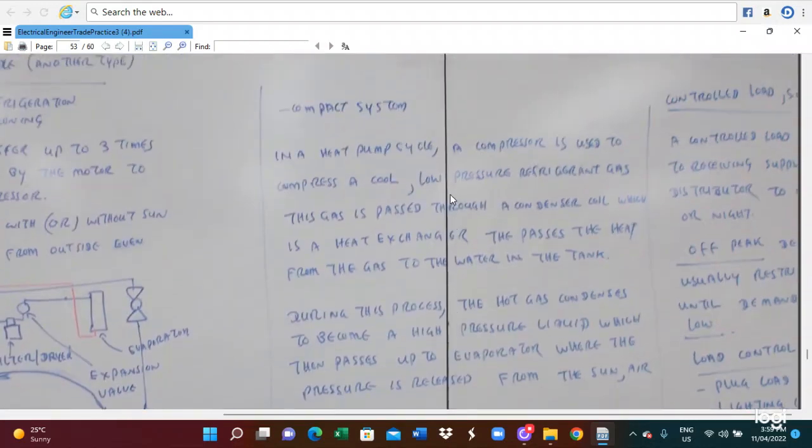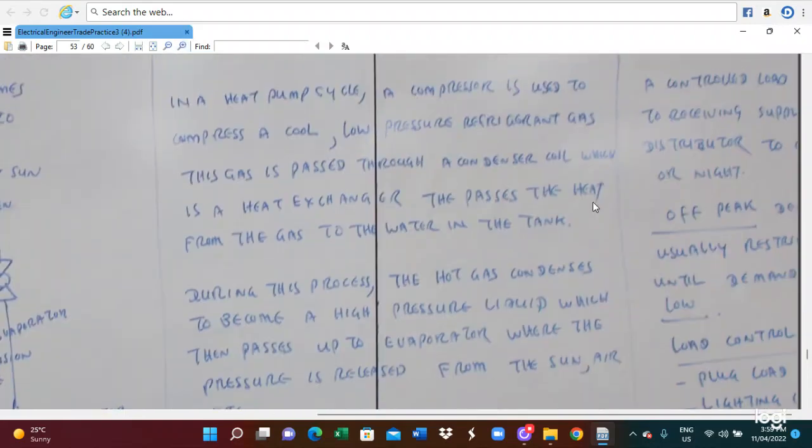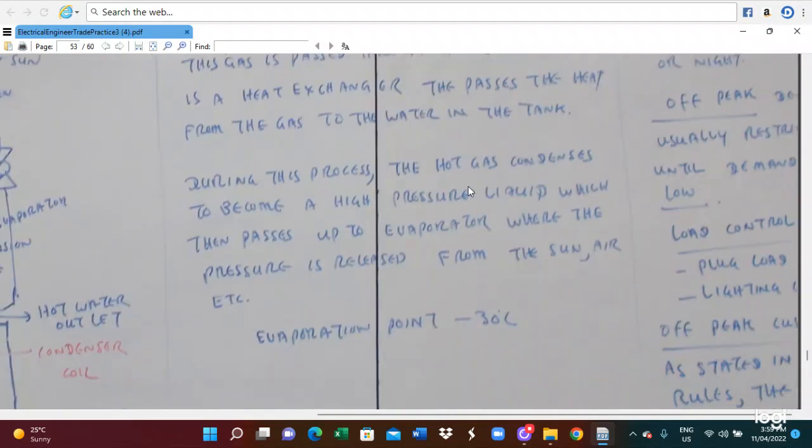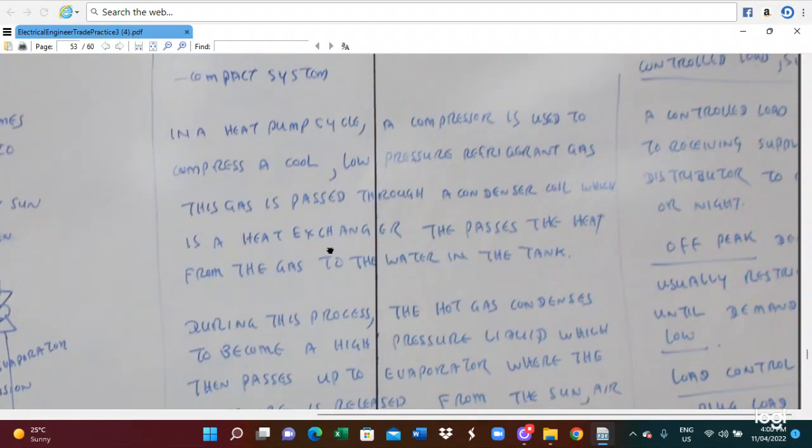So in this case, this is the compressor system. It is a heat pump circuit. A compressor is used to compress a cool, low pressure refrigerant gas. This gas is passed through the condenser coil, which is a heat exchanger that passes the heat from the gas to the water in the tank. During this process, the hot gas is condensed. The gases become high pressure liquids, which then pass through the evaporator, where the pressure is regulated from the sun air. So in this case, the evaporation point is 30 degrees centigrade, so that we also utilize the office water system to control it.